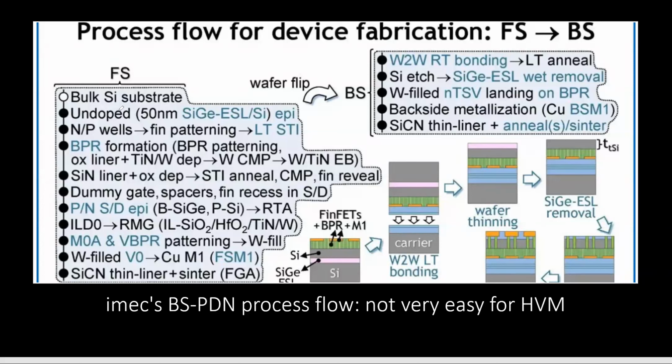So the first step they do is to take a wafer, and then they do an epi on top. The epi is 50 nanometer SiGe, and then you grow silicon on top. So this portion is the epi on top. And then after that, of course, you build a device on the epi you just grown. And you flip it with a carrier wafer.